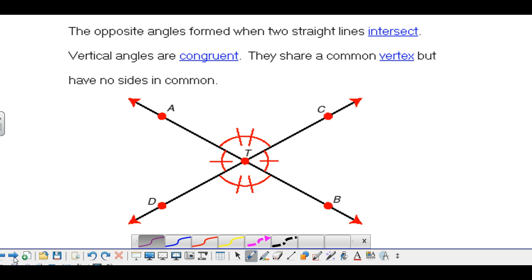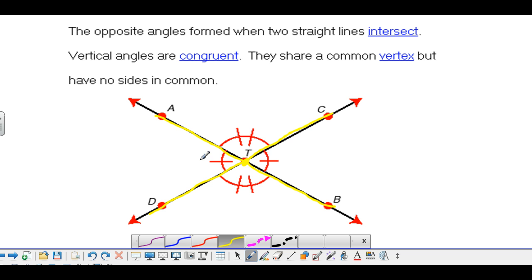And now let's talk about vertical angles. We have two lines here that are intersecting, lines DC and BA, and so they're forming this X, and when they form this X, we have a top angle and a bottom angle, and a left angle and a right angle, and the angles that are opposite each other, they share the common vertex.